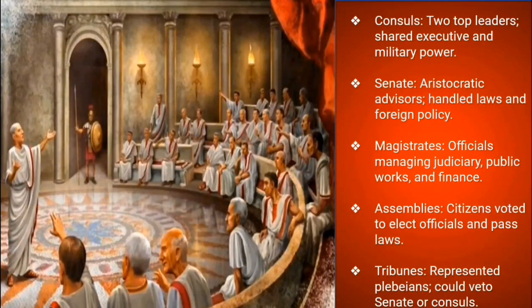Lastly, there were tribunes who spoke for the common people, called plebeians. They had the power to veto decisions made by the Senate or consuls to protect the people's rights. So overall, Rome's political system was built to include the people and make sure no one had too much power.